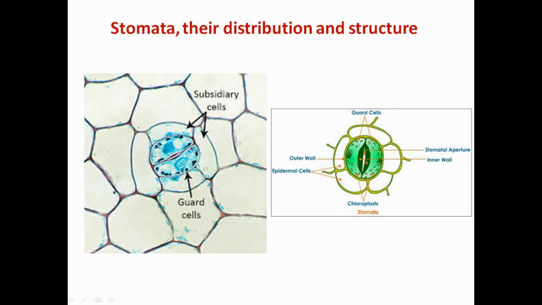These two guard cells are unlike other epidermal cells in that they contain chloroplast and lie one on each side of stomata. The walls of the guard cells are thicker on the side towards the opening. The epidermal cells immediately surrounding the stomata may be similar to other epidermal cells or may be different. If they are dissimilar, they are called subsidiary cells.